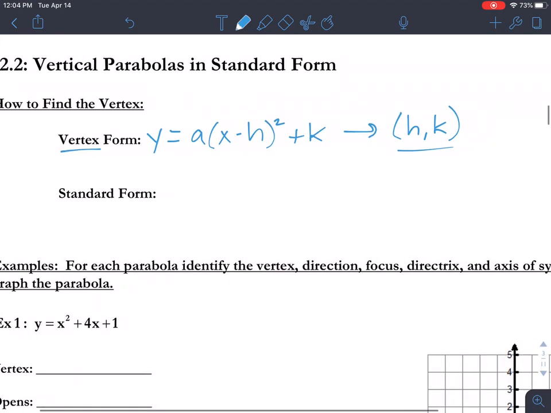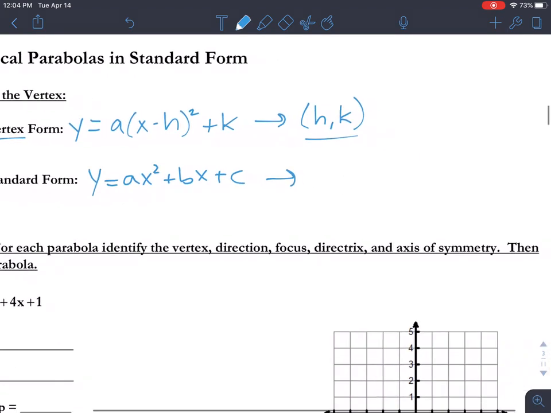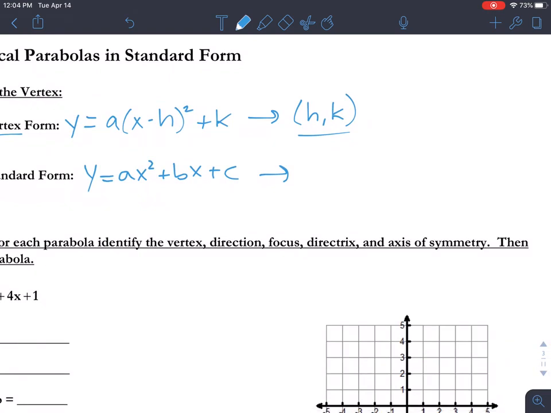Okay, standard form is y equals ax squared plus bx plus c. This might remind you of like quadratic formula and other things like that. We're not doing that today, don't worry. But the nice thing is that you've seen it and you might remember from Algebra 1, maybe, how to find the vertex here. Okay, so how do we find the vertex? First of all, this is the axis of symmetry. The axis of symmetry you should know is the x value of the vertex.